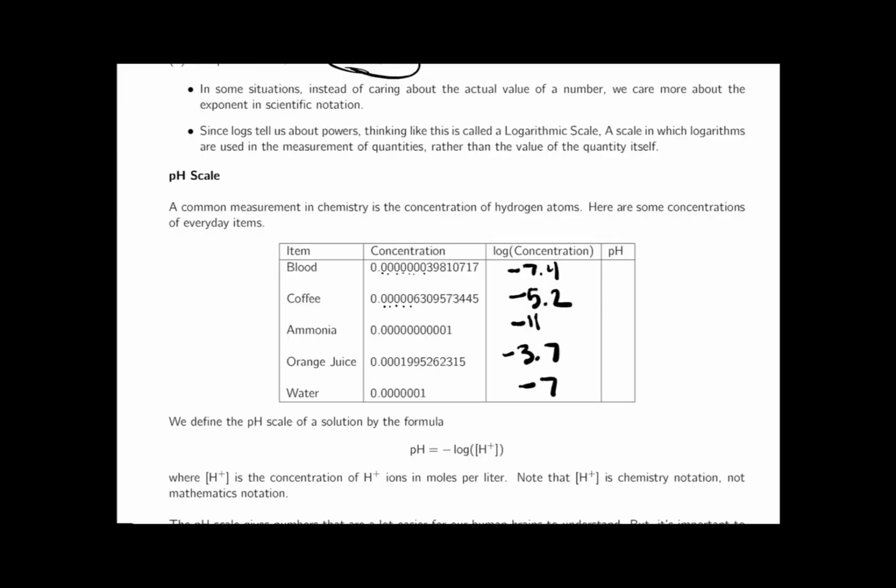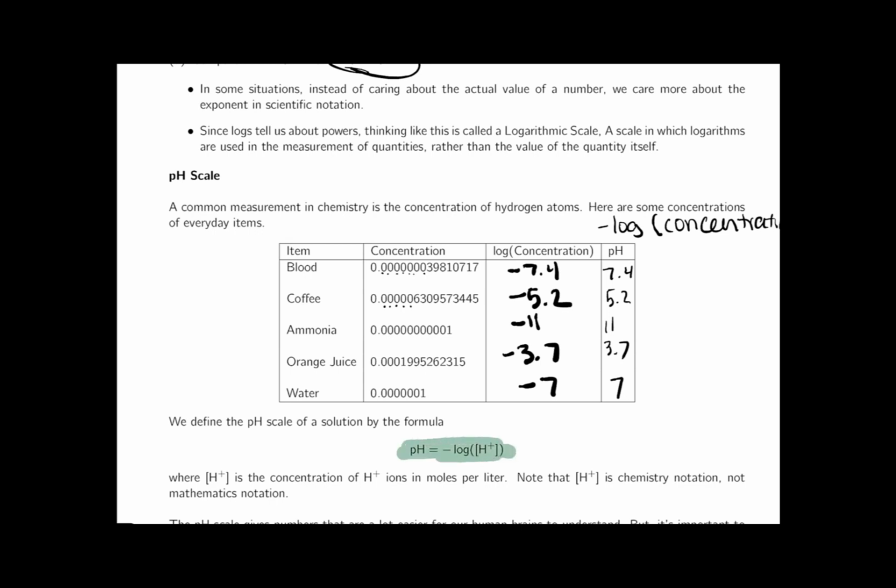Now, all of a sudden, I have numbers that are a lot easier to compare because they're in the range of numbers that I like to think about. Numbers like 3 and 11 and 7.4. Maybe what's tricky about these is that they're negative. And so what we tend to do is think about the opposite of the log of concentration. So if we typed in the opposite, the negative of the log of the concentration, that's what we're going to call the pH. So we'd get 7.4, 5.2, 11, 3.7, and 7.